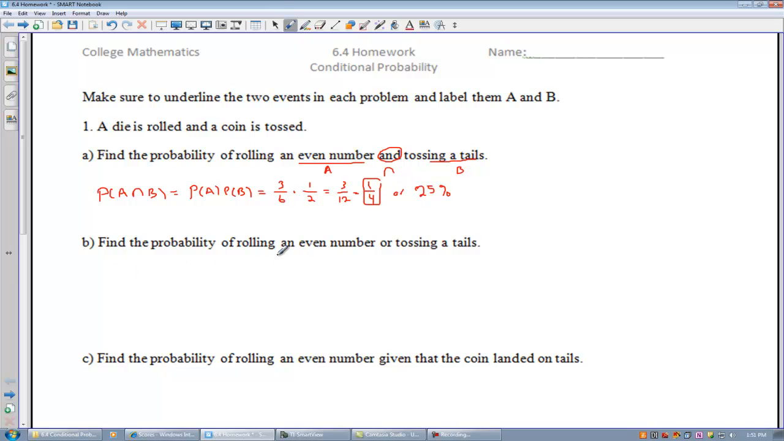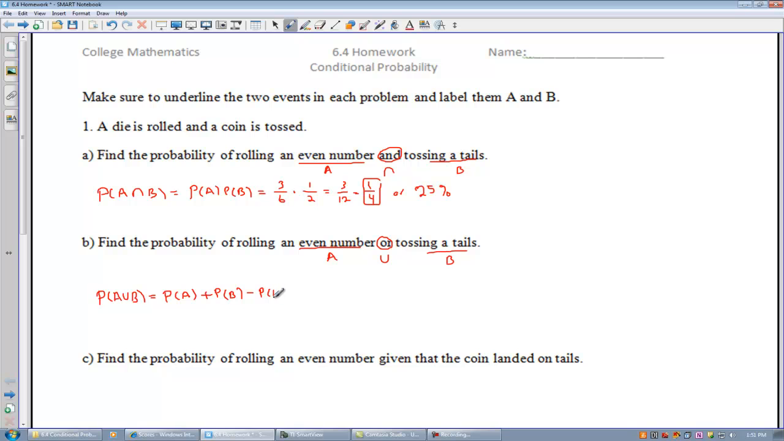Now we want to find the probability of rolling an even number. So that's our event A. Or, right, which is the union of tossing the tails. So that's our event B. So find the probability of A union B. Again, we can use our formula, which is different than the one above because it's union. So P of A plus P of B. And then we have to remember we probably counted that intersection twice, so we have to take it off once.